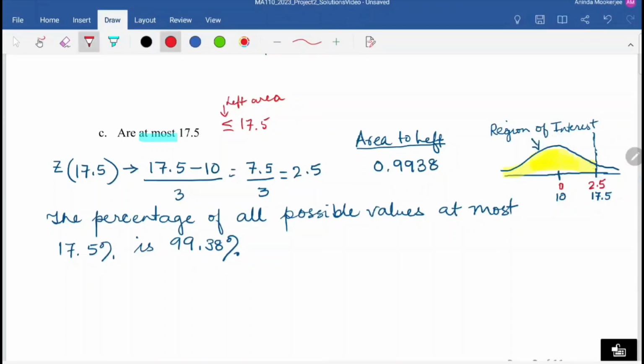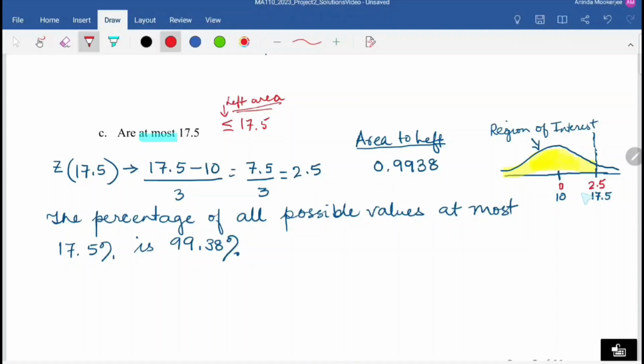Always start with the diagram. I've drawn my diagram. 10 again is at the center. That's the mu. Mu is always at the center. And 17.5 is way to the right. It's greater than 10, so it should be placed way to the right of the mean. And then I've shaded the region to the left because our region of interest will be to the left. It's less or equal to 17.5.